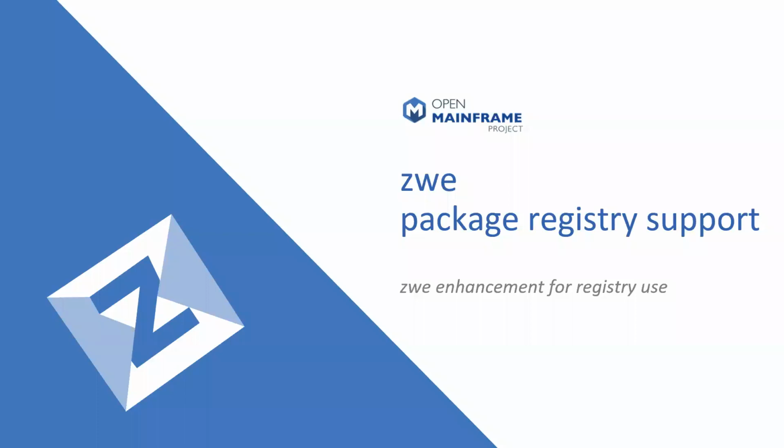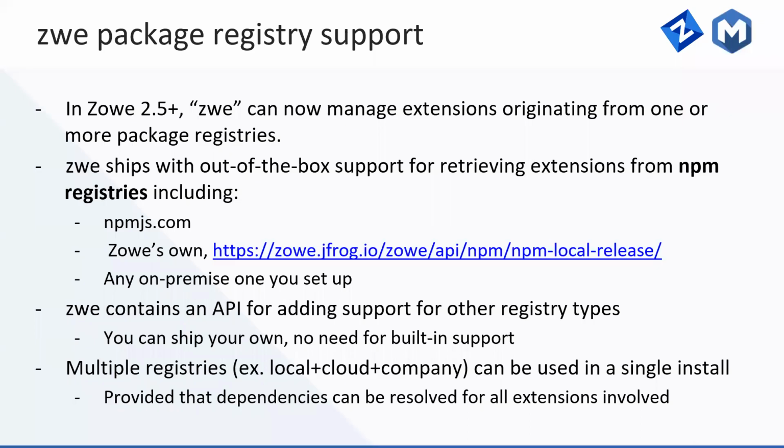So this gets to the meat of the presentation here, which is we enhance the Zowe server code with package registry support. So starting in Zowe 2.5, the ZWE commands for components can now take some new arguments to work with package registries. The package registry that I will be showing you today is that ZWE is compatible with NPM now, which means that server extensions to Zowe can be put on an NPM registry and ZWE can install from one of those.